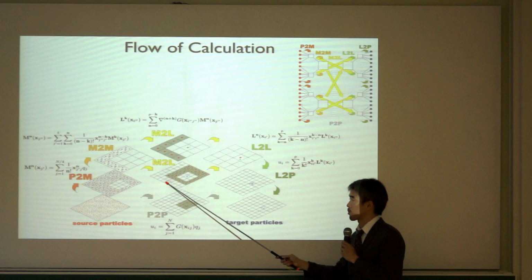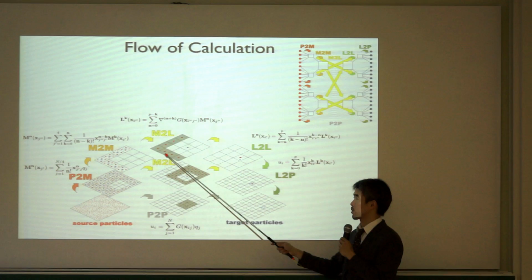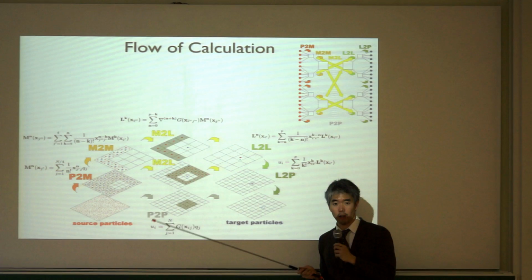The list of these gray boxes is called an interaction list because it's a list of boxes that interact with each other. So construction of the interaction list is also a critical part of an FMM algorithm. But I will cover that tomorrow.